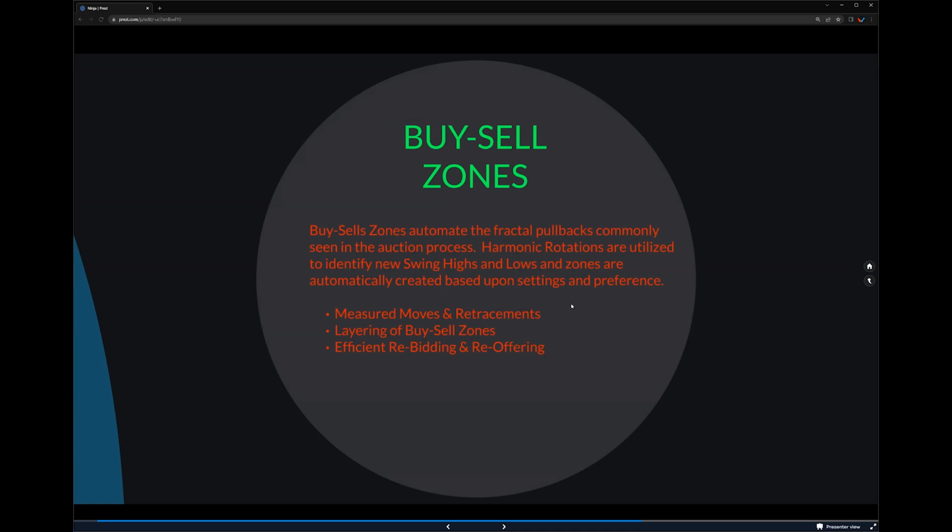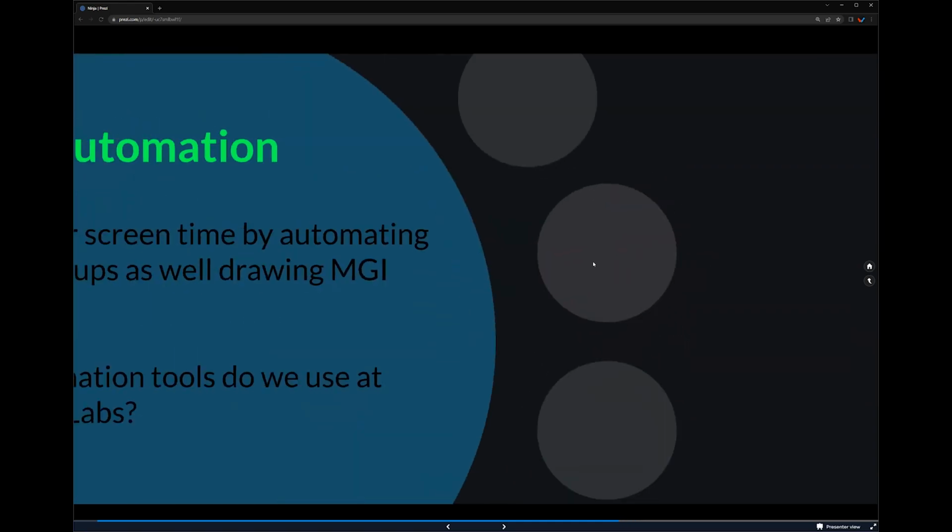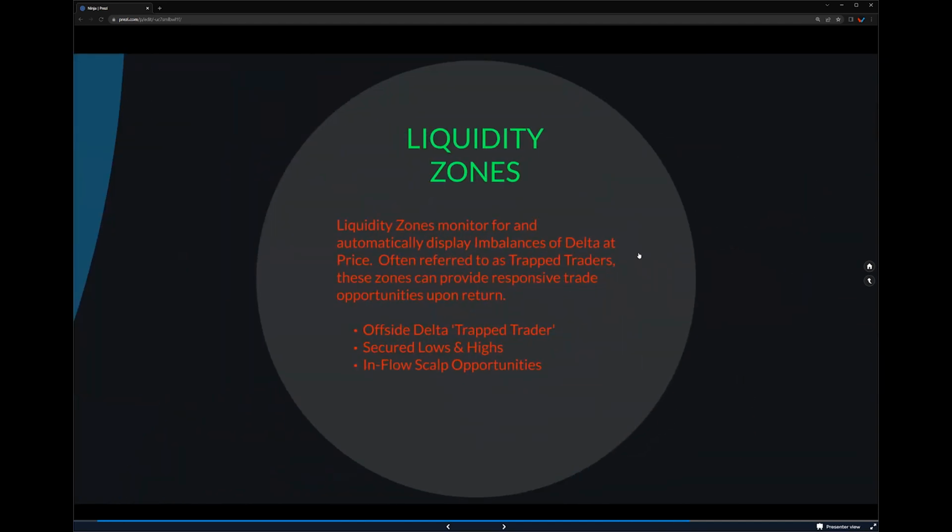Secondly, buy sell zones. I just mentioned this is an automation to draw retracement areas. It's not Fibonacci. It's just you're able to say, all right, if I want to draw a pullback from a 10-point range or a 30-point, 40-point range, we recommend to match it up with harmonic rotations, and we provide that data every morning. But it's a way to automate drawing retracements from prior legs, swing highs and swing lows.